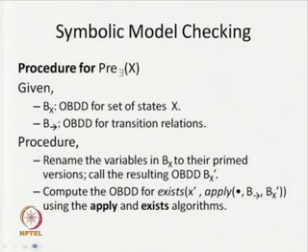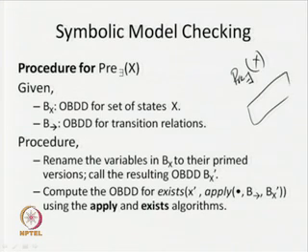Now, how are we going to look into it? We are looking for a procedure for pre-exists x, where the input given to us is Bx, the OBDD for the set of states. So, we have a set of states, say this is a set x, having some states say S1, S2, S3, something like that. Bx is the BDD representation of this subset x.